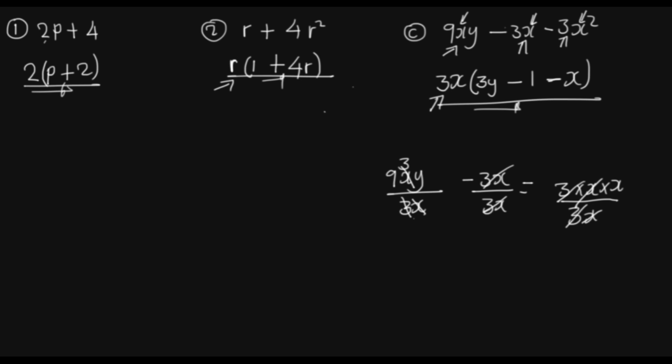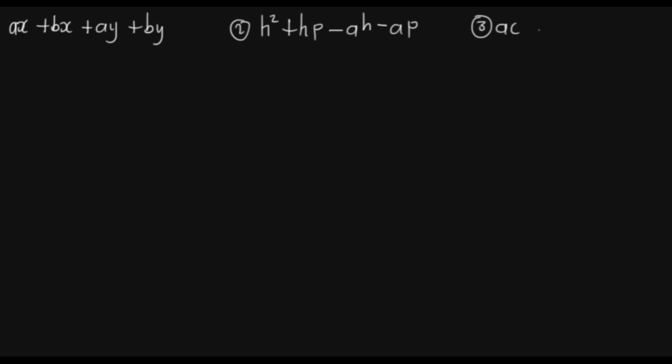Okay, now let's see, find the factorization in terms of grouping terms. So the first one is we have ax plus bx plus ay plus by, then h squared plus hp minus ah minus ap, 3ac minus bx plus bc minus ax.